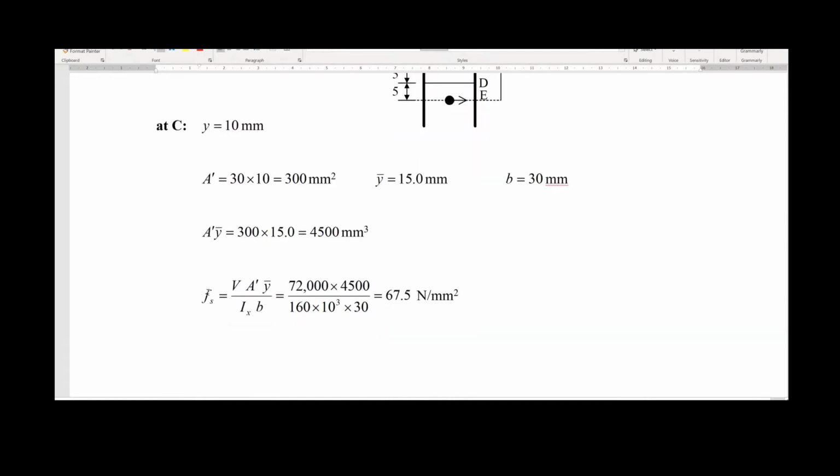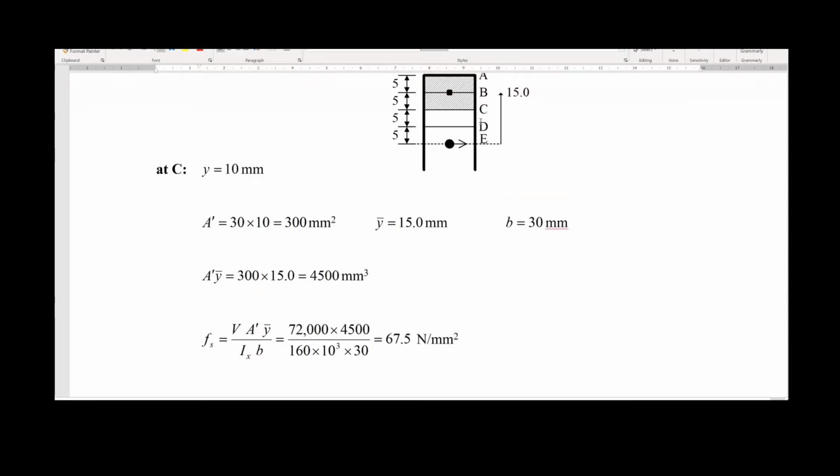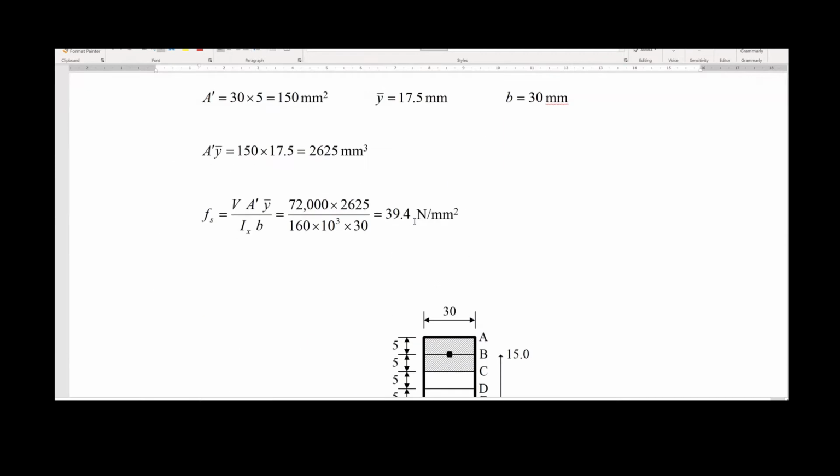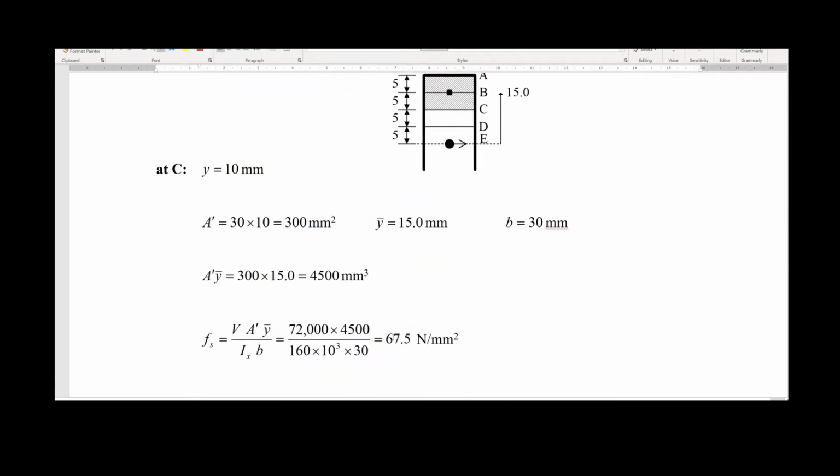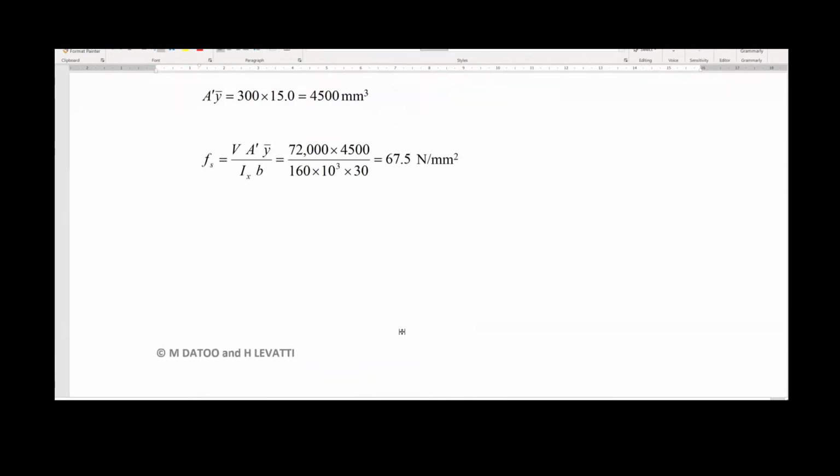And if we replace all these values in the formula, we have the same shear force as usual because it's the same cross section. The moment of area is a little bit bigger because the area is bigger. The moment of inertia is the same, and B is the same. And this is a bigger shear stress at the position C. So as you see, we started with 0 at A. This is for B, 39.4, and at C we have 67.5.